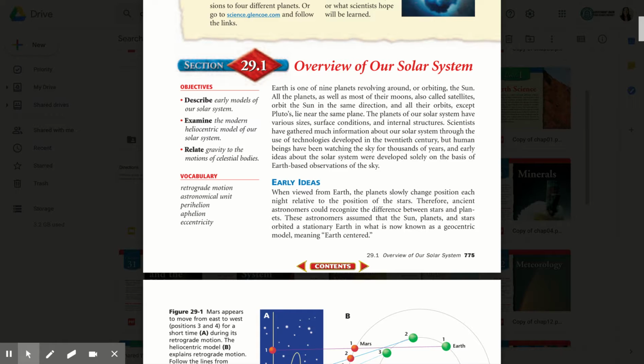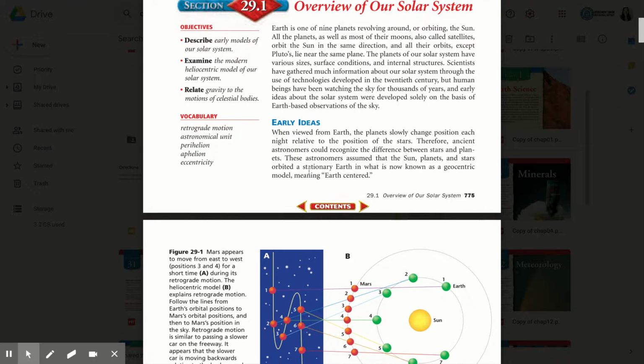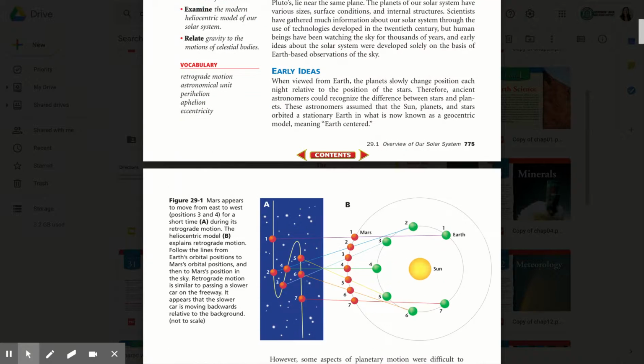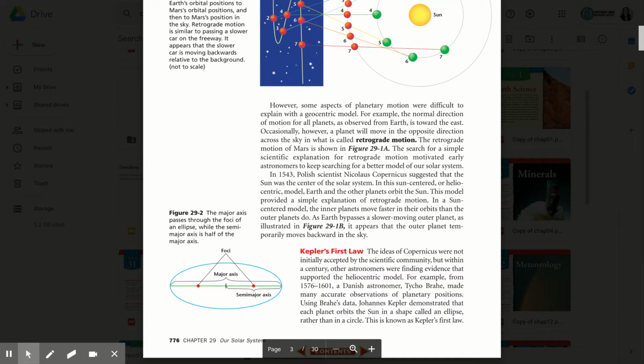But human beings have been watching the sky for thousands of years, and early ideas about the solar system were developed solely on the basis of Earth-based observations of the sky. Early ideas. When viewed from Earth, the planets slowly change position each night relative to the position of the stars. Therefore, ancient astronomers could recognize the difference between stars and planets. These astronomers assumed that the sun, planets, and stars orbited a stationary Earth in what is now known as a geocentric model, meaning Earth-centered. However, some aspects of planetary motion were difficult to explain with the geocentric model.